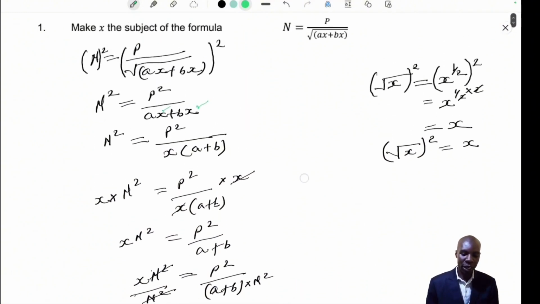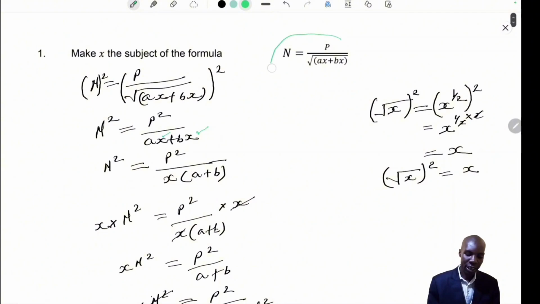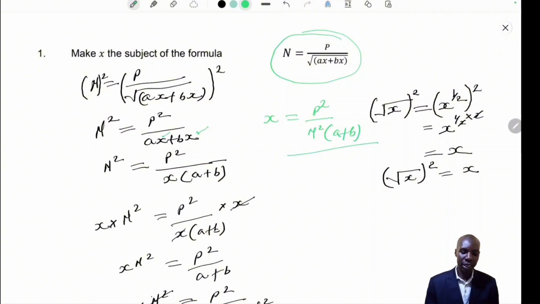The formula that we were given was this one. Now we've come to realize that x can now be given by p squared over n squared in bracket a plus b. And that is how it can be done.